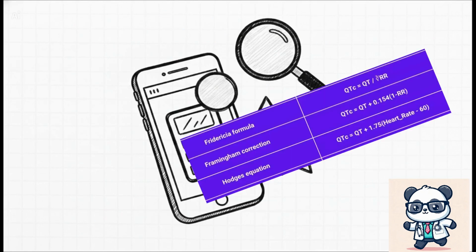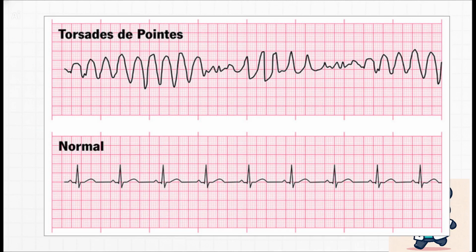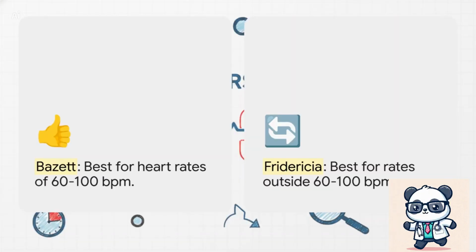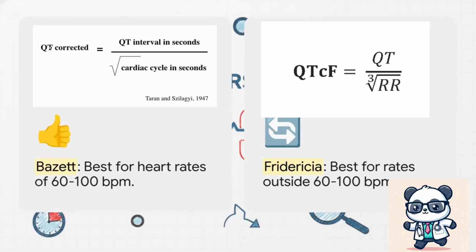To do this, we use a few different formulas like Bazett, Fridericia, Framingham, and Hodges. Now, I know we all use medical calculator apps to do this math instantly, but as a clinician, it's absolutely vital you know which formula to actually trust. For instance, the Bazett formula from 1920 is definitely the most common because it's just so simple. But actually, it overcorrects at high heart rates and undercorrects at low ones. So if your patient's heart rate falls outside that standard 60 to 100 beats per minute sweet spot, you really need to switch over to Fridericia or Framingham for accuracy.